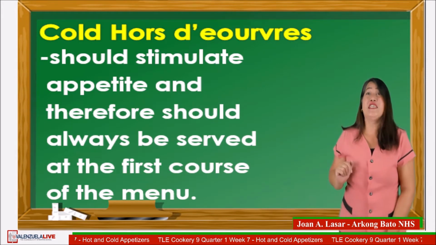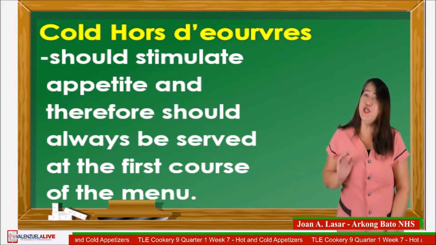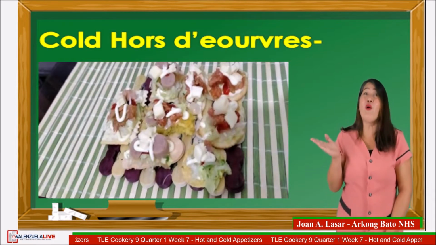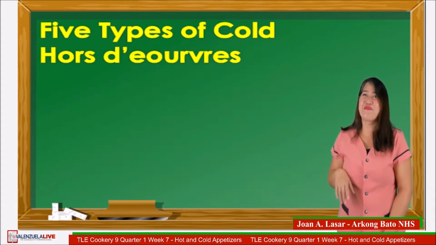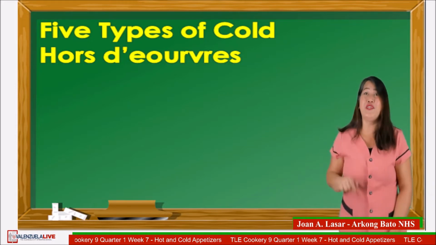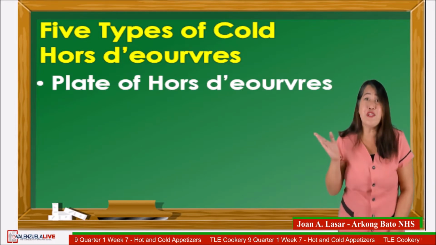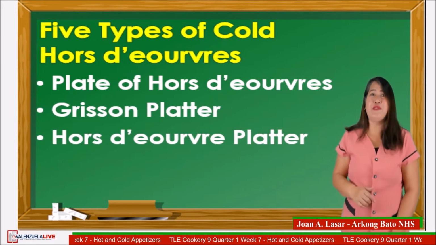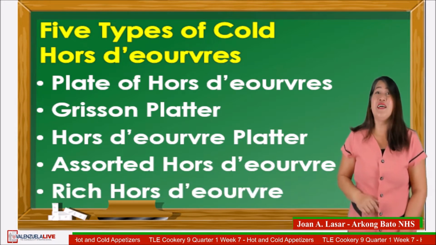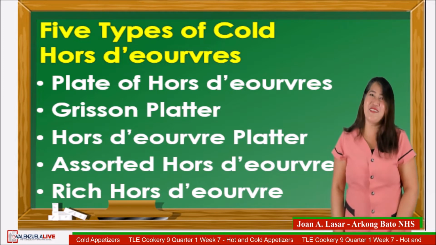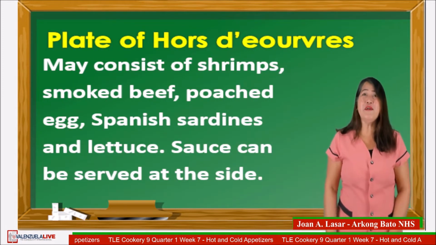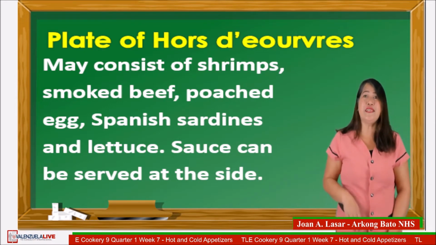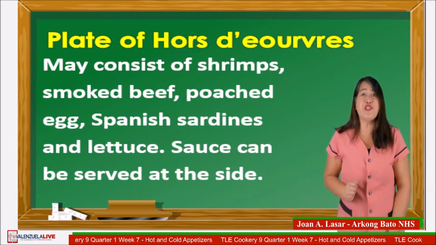Cold hors d'oeuvres should stimulate appetite and therefore should always be served as the first course of the menu. We have 5 types of cold hors d'oeuvres: plate of hors d'oeuvres, crescent platter, hors d'oeuvre platter, assorted hors d'oeuvres, and rich hors d'oeuvre. Let's go! Plate of hors d'oeuvres may consist of shrimps, smoked beef, poached eggs, Spanish sardines, and lettuce. Sauce can be served at the side.